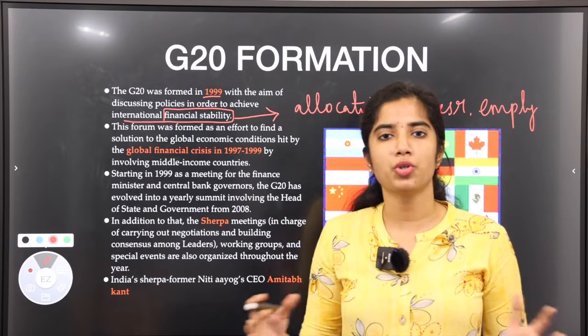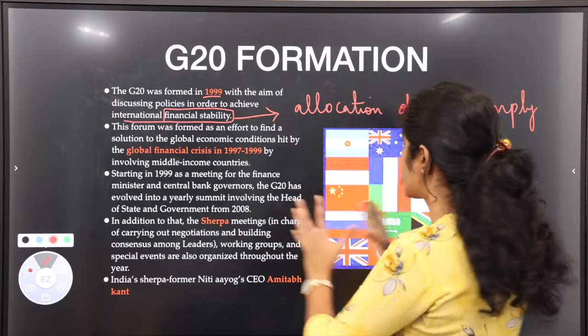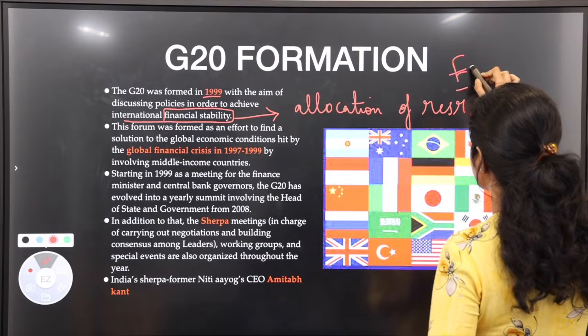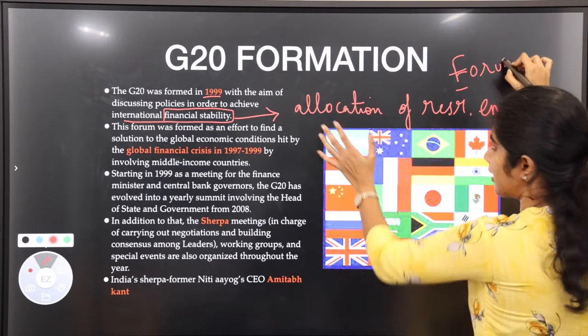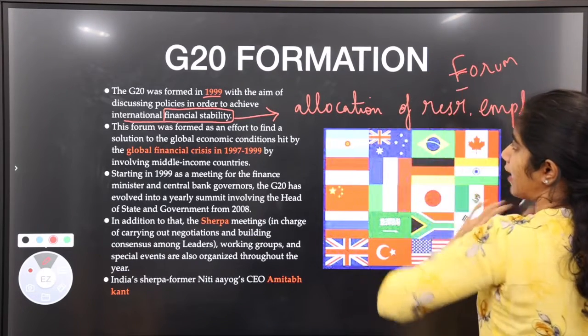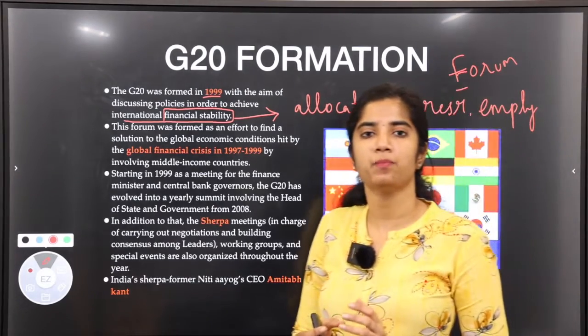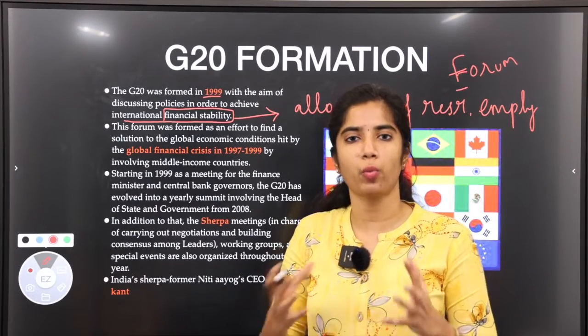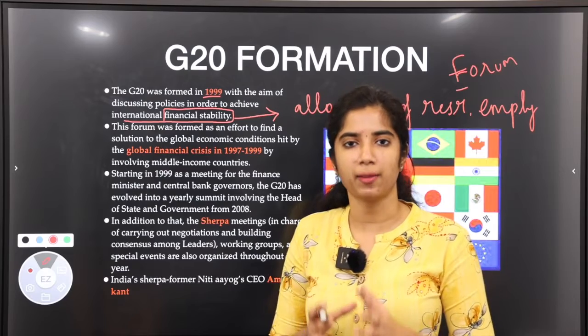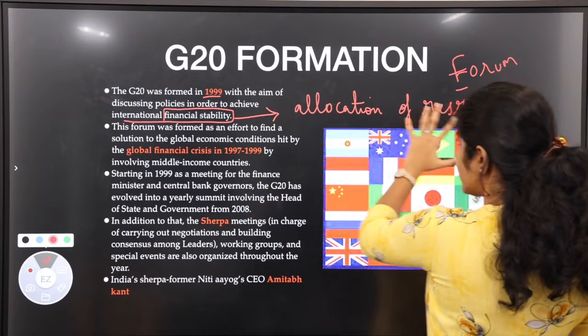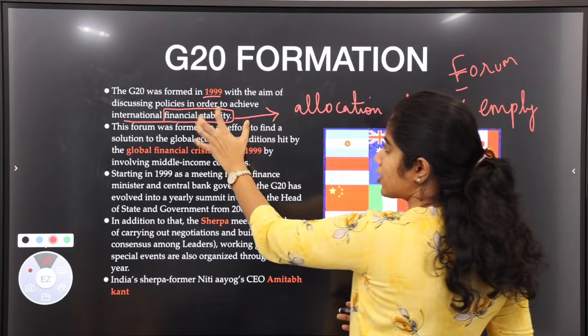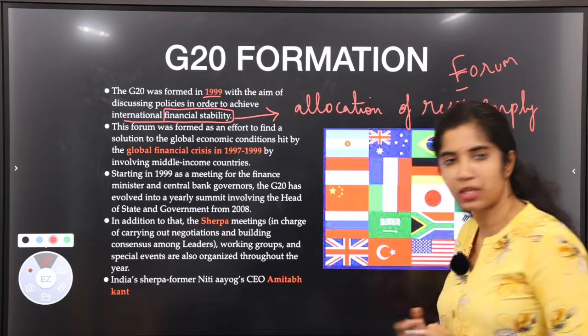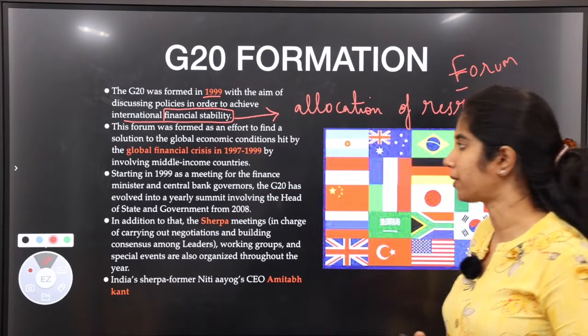So to do all these, there has to be a forum to discuss how the right allocation of resources can be done during crisis time, and to discuss the ways to reduce unemployment and other things related to financial stability. So this is the prime reason G20 was formed.